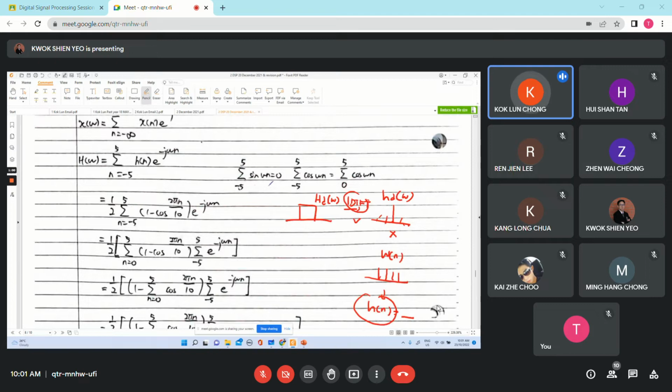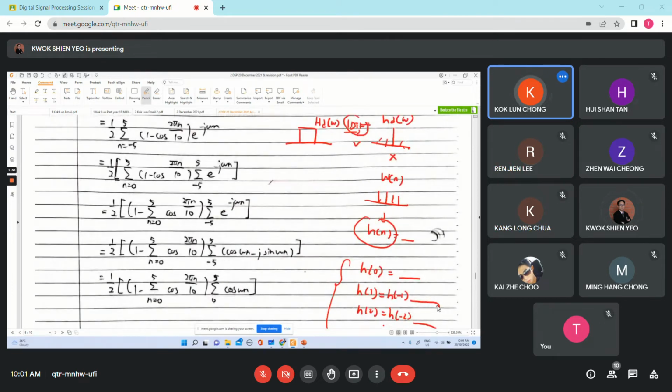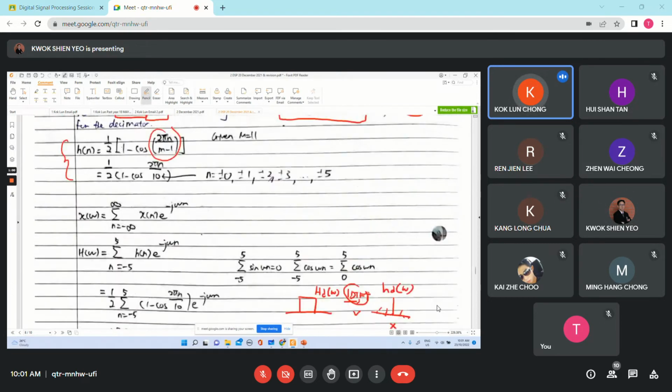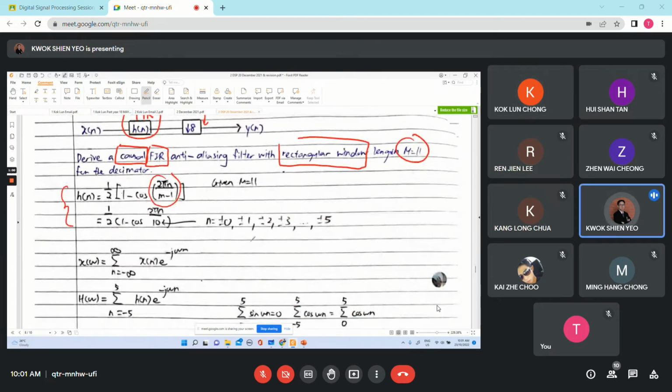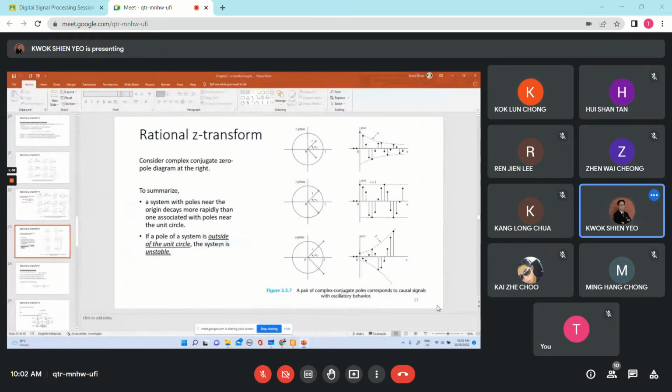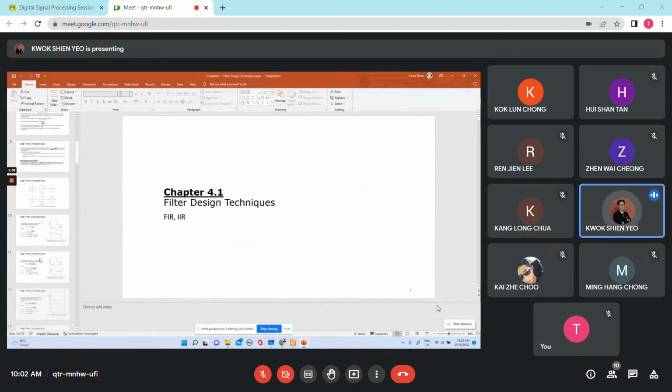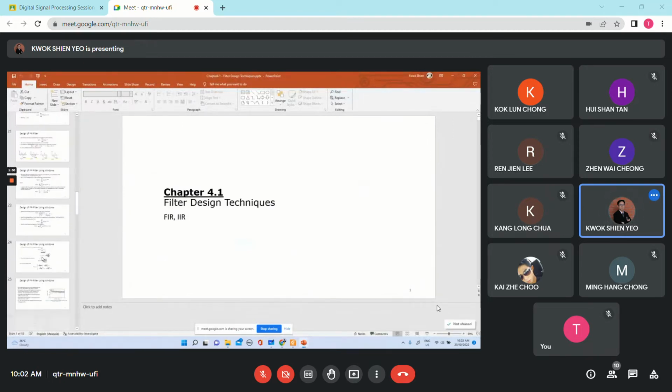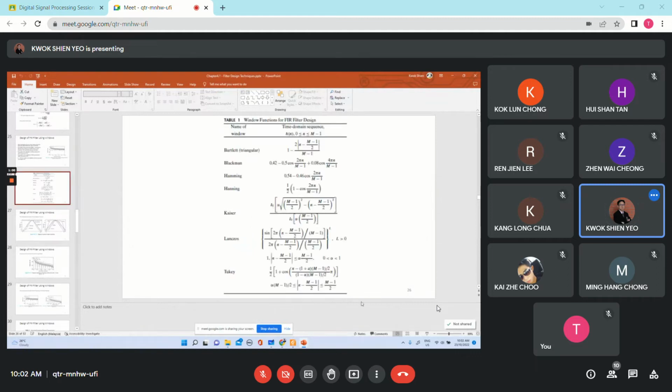I'm figuring. So I don't have to use this formula. No, because for a rectangular window you do not need to use this formula. Let me check what is the filter design technique here. Chapter 4.1, right? Okay, so you have some formula here, right? The table, right? Okay, you are which one?